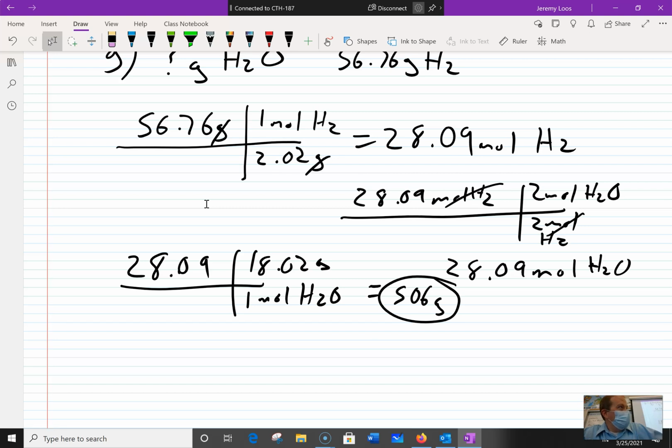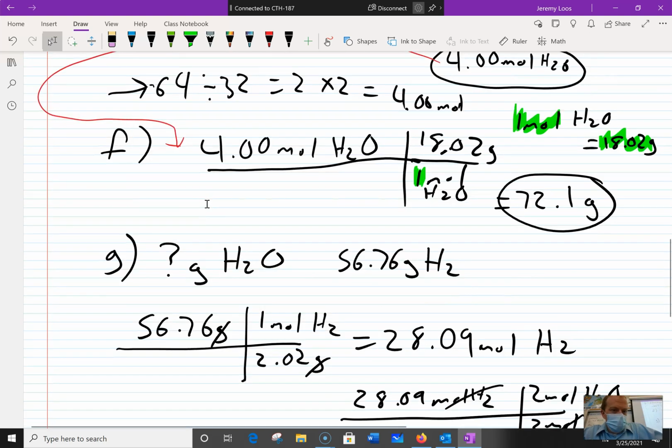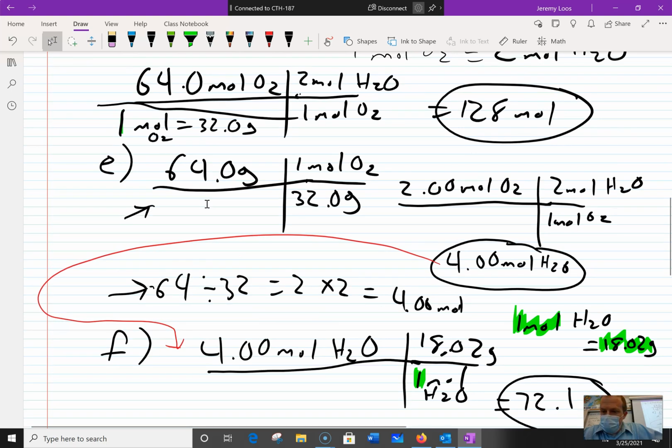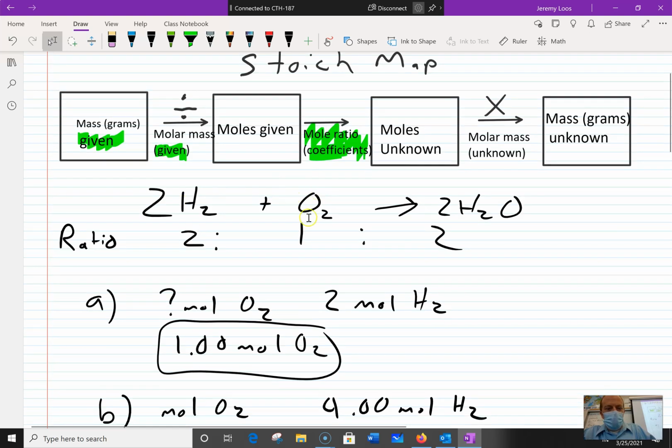Yeah. For E, why is it 4 and not 2? Well, because we got 2 for the first one, and then we did it again and got 4. Yeah, so what he says is, it says how many moles of water are produced from 64 grams of oxygen. So what I did here is I changed to moles. So we had 2 moles of oxygen, right? But what the equation tells me is that for every 1 mole of oxygen, I'm going to have to use 2 moles of hydrogen. So if I have 2 moles of oxygen, I'm going to have to use 4.